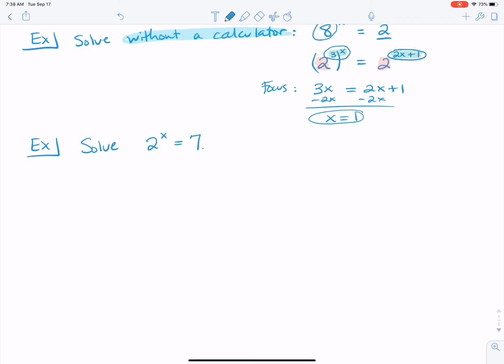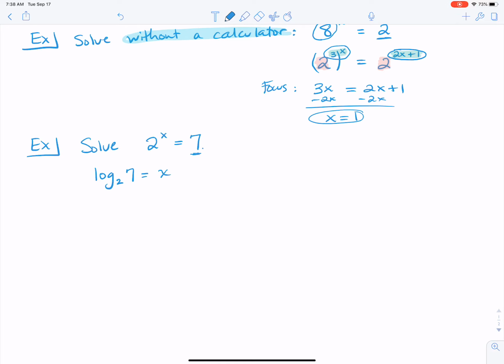Hopefully you've thought about that, what that would look like. Remember, the base has to be 2 because the bases have to match. And then the number over here that's by itself, the 7, that's the argument. And then x, the exponent, is what you're solving for. So that's over here by itself. So log base 2 of 7 equals x. You would just take that and type it in your calculator.